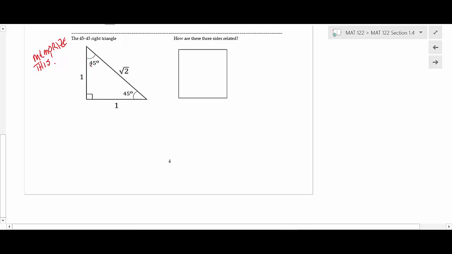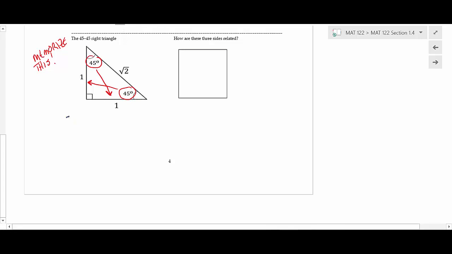And since that's 90, these have to be 45, because these two angles here always add up to 90 degrees in a right triangle. Okay, so it turns out that the sides reduce to 1, 1, square root of 2. A couple of things that hopefully are logical to you. We have a geometric theorem that says if the two angles in a triangle are equal, then the opposite sides also have to be equal. So that's a good way to remember that.